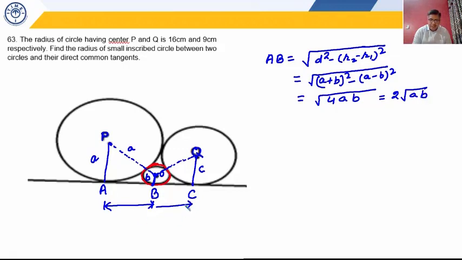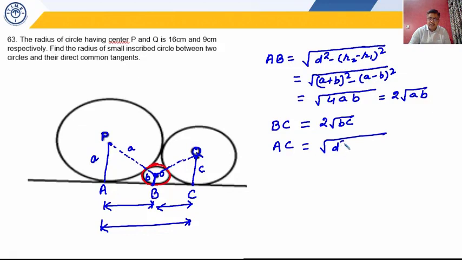In a similar fashion, can we calculate BC? In the same fashion, we can calculate the length of BC. This time we have circles having centers at Q and O, with radii B and C, so similarly BC is 2 under root bc. In a similar fashion, we can calculate the whole length AC. Again, we can use the same formula for the length of the direct common tangent. AC is the direct common tangent.